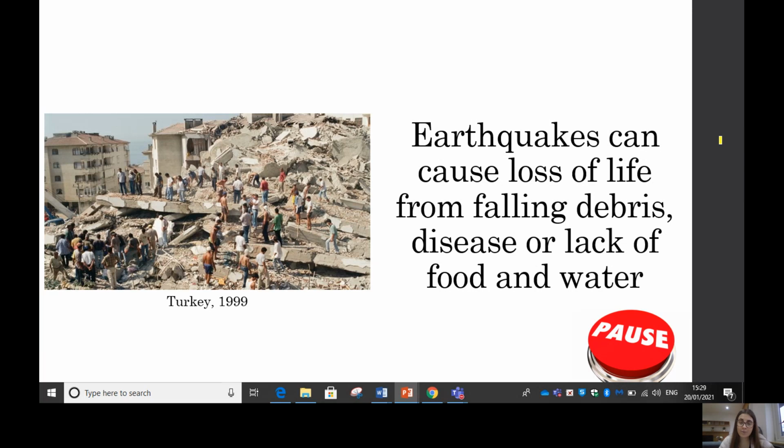Well done, it is a human effect. So as we can see here on this picture from Turkey in 1999, a lot of debris has fallen and their food and water supplies have been cut off. It's a human effect.